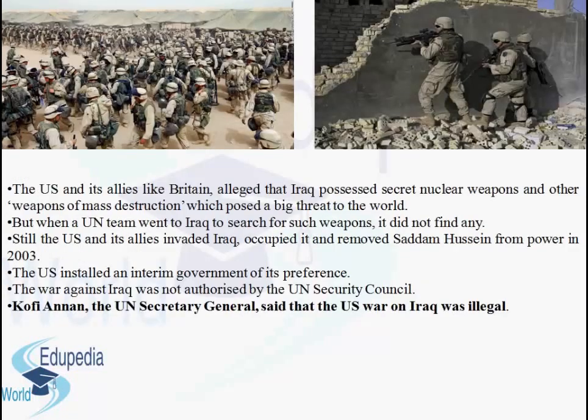The US and its allies like Britain alleged that Iraq possessed secret nuclear weapons, and they invaded Iraq in 2003, occupied it, overthrew Saddam Hussein from power and installed an interim government of their preference. This invasion of Iraq was not authorized by the UN Security Council, and according to the then UN Secretary General Kofi Annan, it was an illegal war.